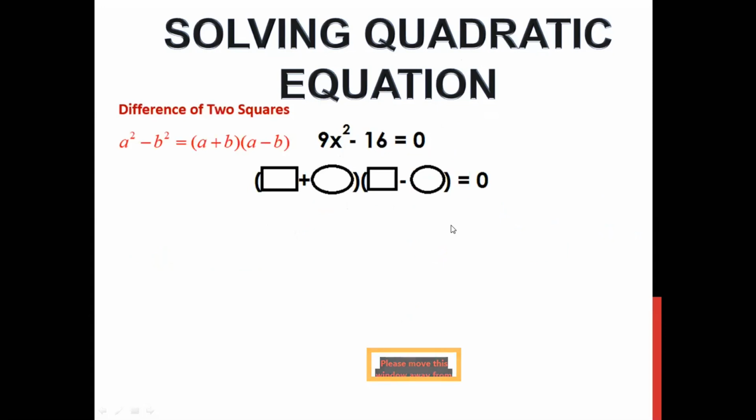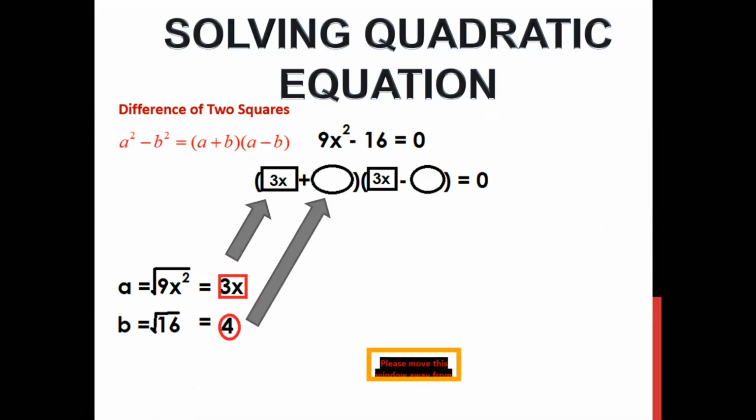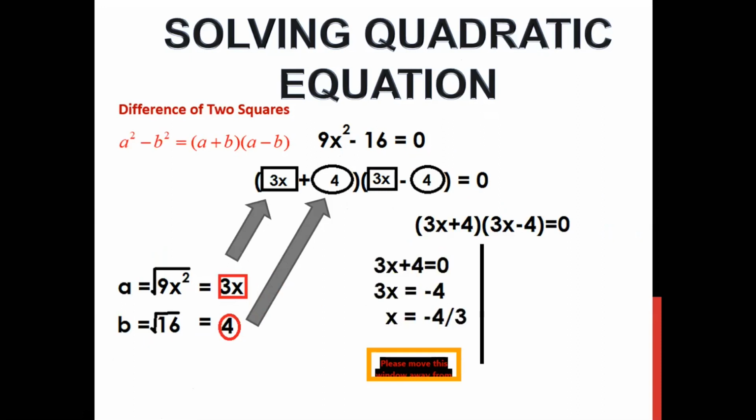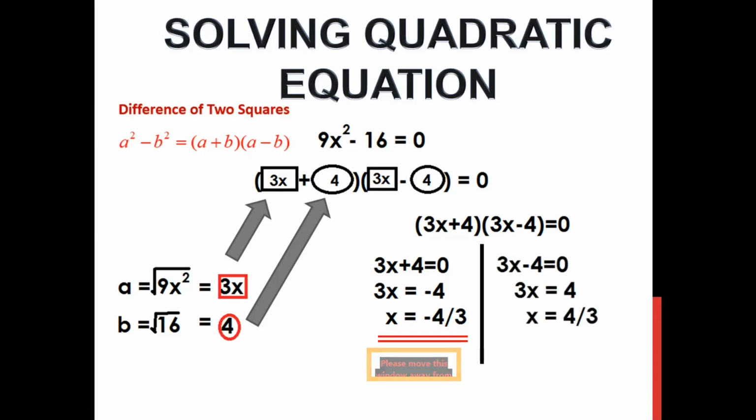Okay, after checking, let's take the square root. The square root of 9x squared is 3x, so we put 3x and 3x in our boxes. Then for b, the square root of 16 is 4, so let's put 4 and 4 in the circles. Too easy, guys, too easy. Then get the roots by equating each factor to 0, so we get negative 4/3. The other factor gives the positive 4/3.